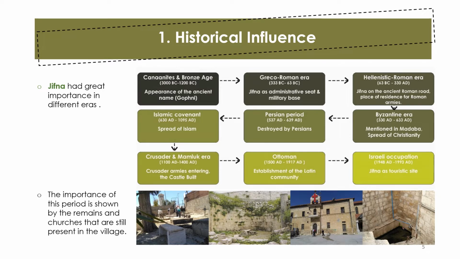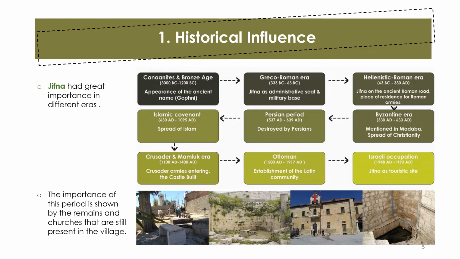Studying from a larger scale, which is Jifna, we can see how it went through different ages and eras until Jifna got its importance nowadays as a touristic site. So it was an administrative seat and a military base. The Romans chose it to build castles and towers because of its strategic location. It has an old Roman road. It was mentioned in the Byzantine mosaic map.